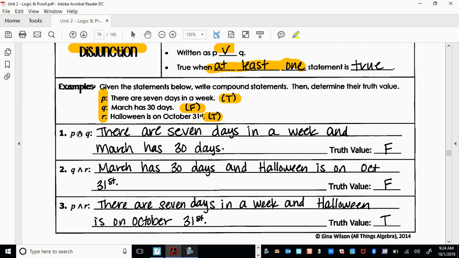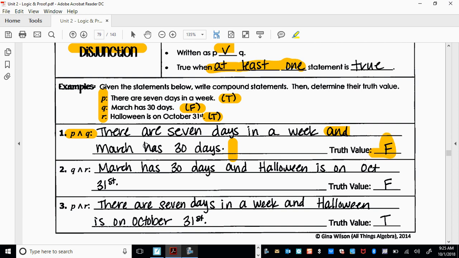So now I'm connecting P and Q, these two statements. I write it as: there are 7 days in a week and March has 30 days. Since it's connected by "and," for it to be true, both have to be true. Since one of the statements is false, the whole statement is going to be false. That's something you guys have to remember.